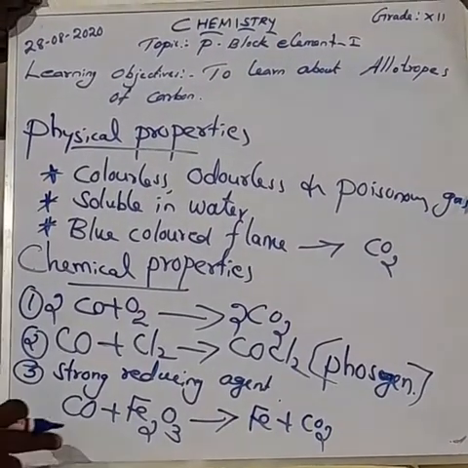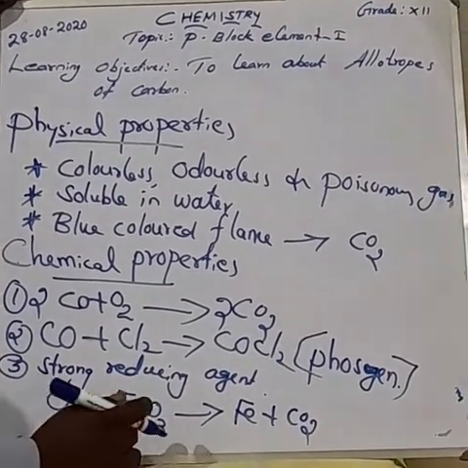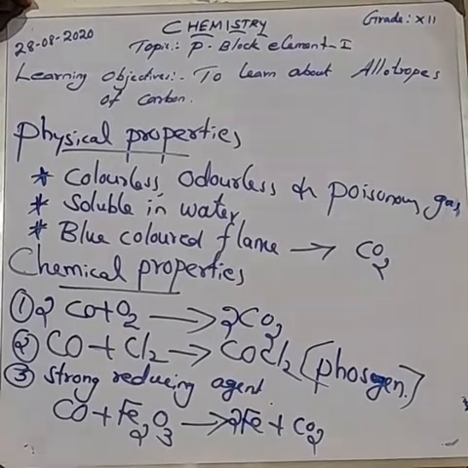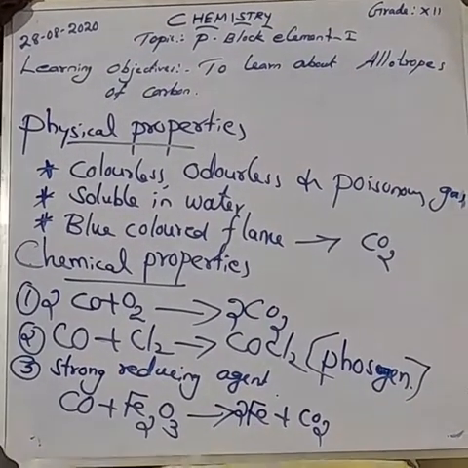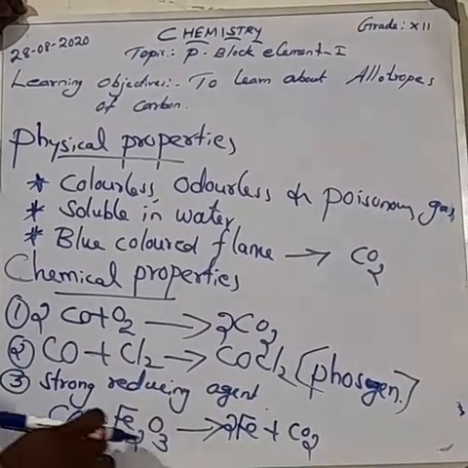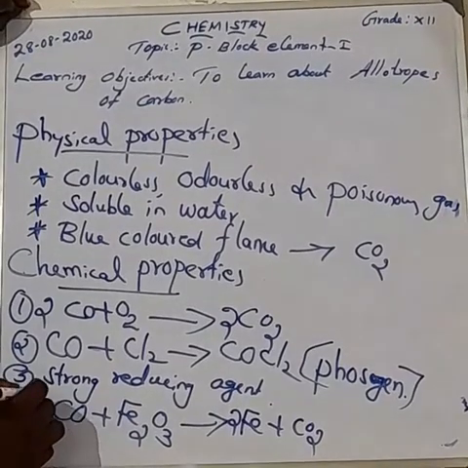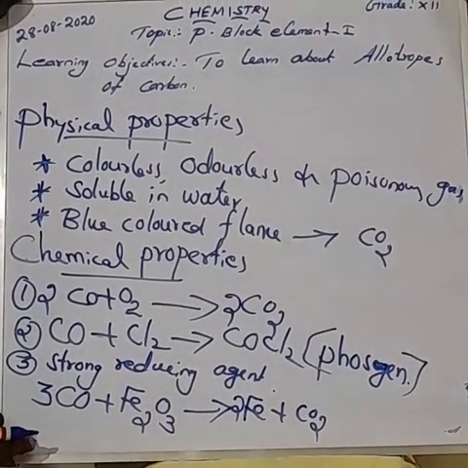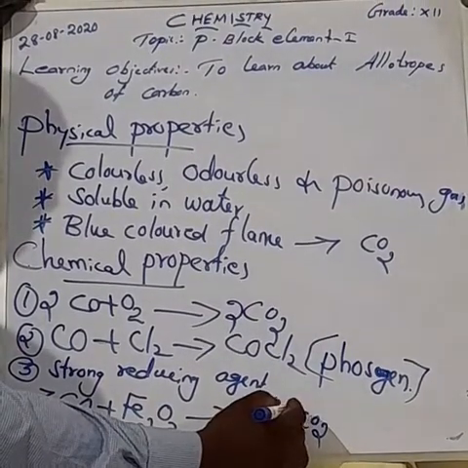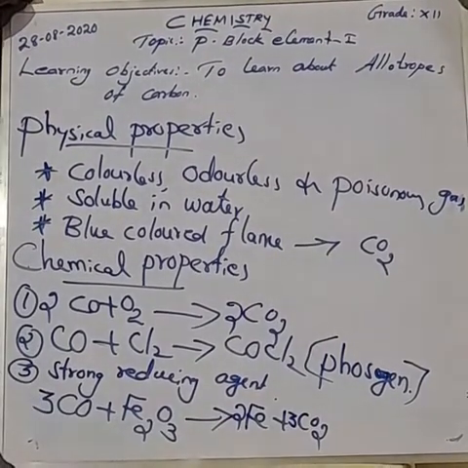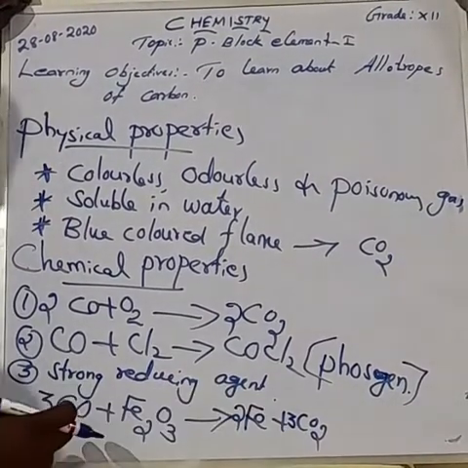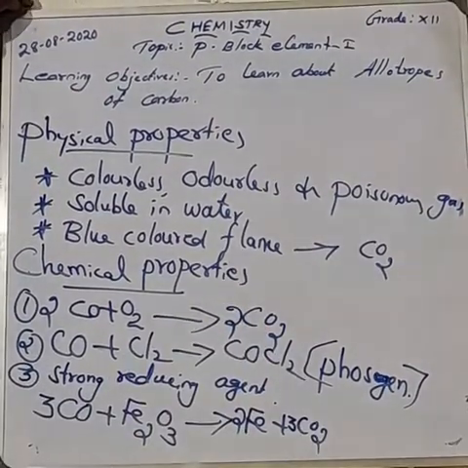How can you balance the equation? How much Fe is there? 2Fe. And how much oxygen is there? Here having 2, here having 3, here having 1. So make it 3 here. So how much carbon monoxide? 3. Now the equation is balanced. 3 carbon, oxygen 6. Everything is balanced.